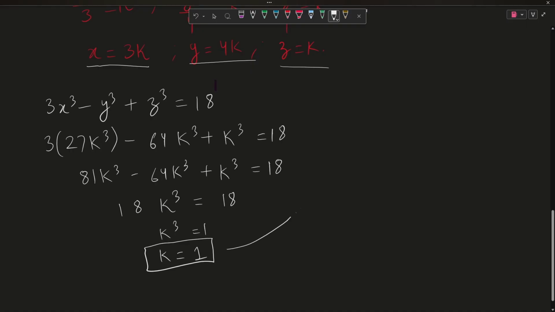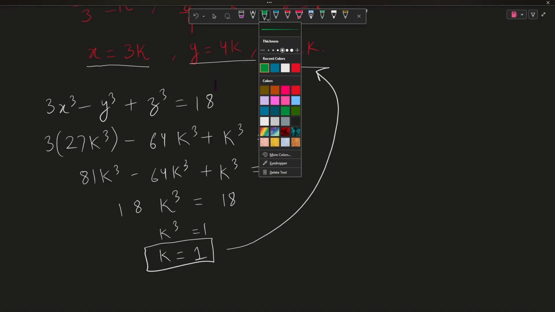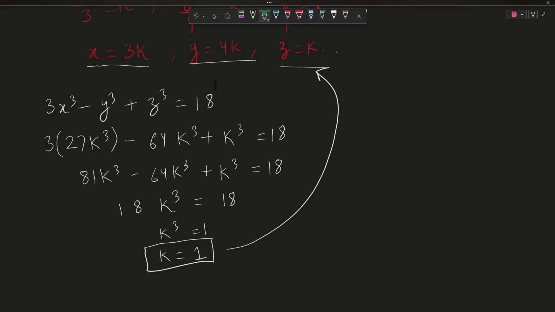As the value of k is 1, we will substitute these values in this equation, and we get the values x equal to 3, y equal to 4, and z equal to 1. That will be our answer.